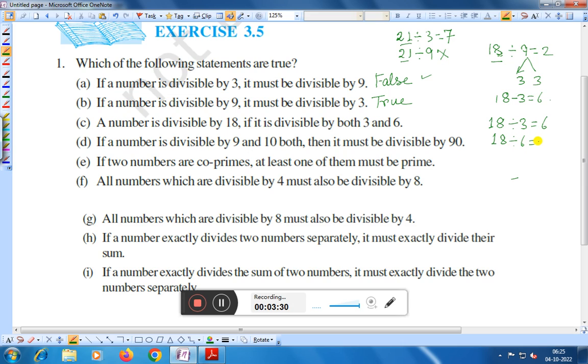Now, a number is divisible by 18 if it is divisible by both 3 and 6. Now we see that this number is divisible by both 3 and 6. Therefore, 18 is also divisible by 18. That is 1. That means a number is divisible by 18 if it is divisible by both 3 and 6 is true. This is true.